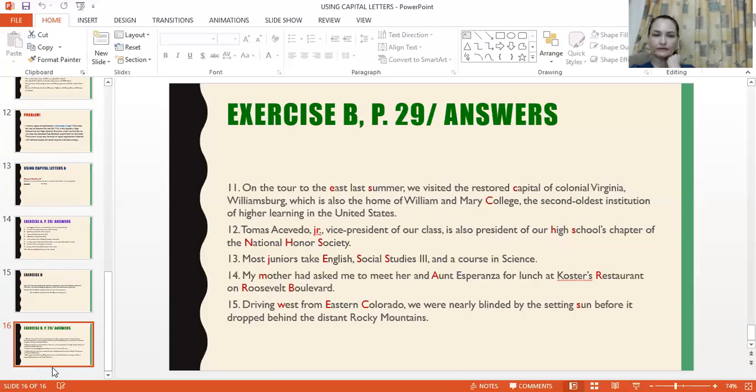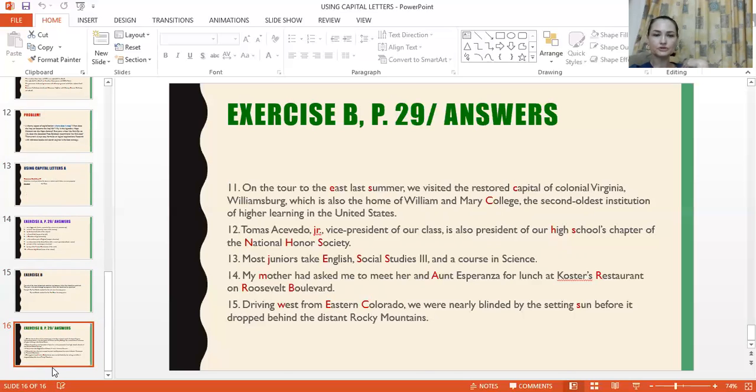Now, let's go to 12. Thomas Acevedo Jr., vice president of our class, is also president of our high school's chapter of the National Honor Society. Junior is not capitalized like senior, junior. We do not capitalize those abbreviations. Then high school, there is no name. It's any high school, yes? But National Honor Society is an organization. It's a name. So obviously we capitalize all 3 words.